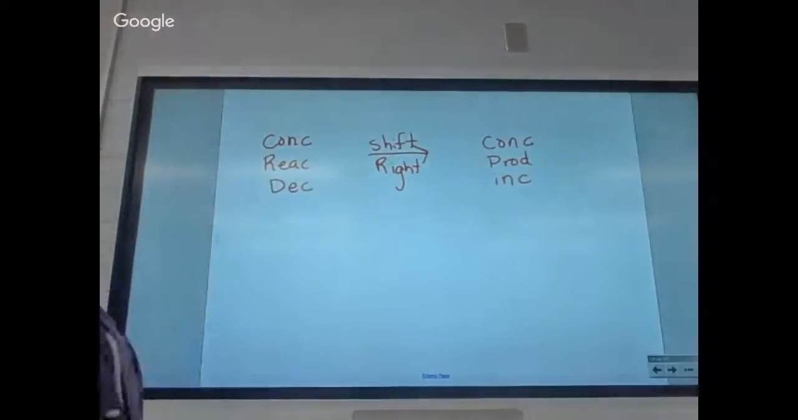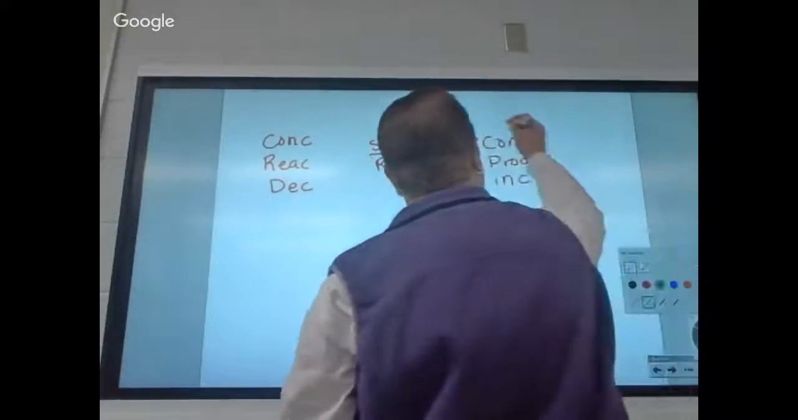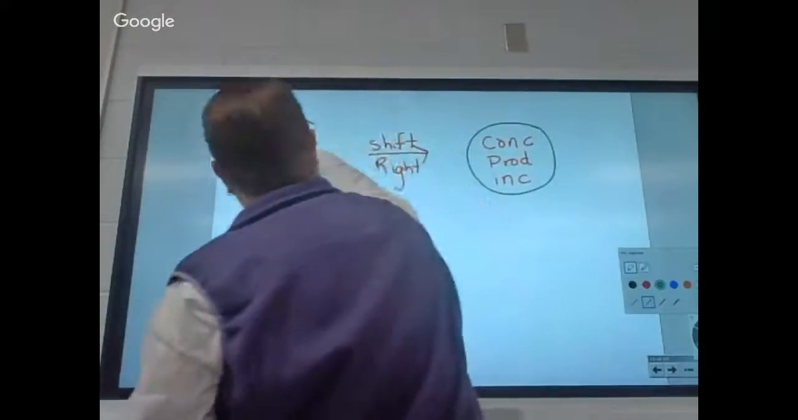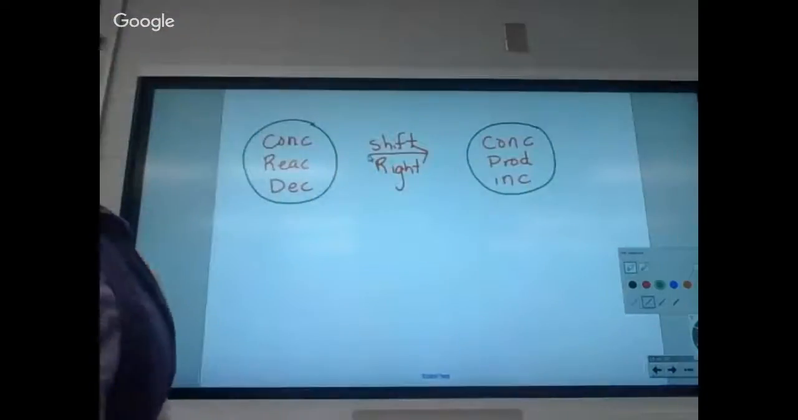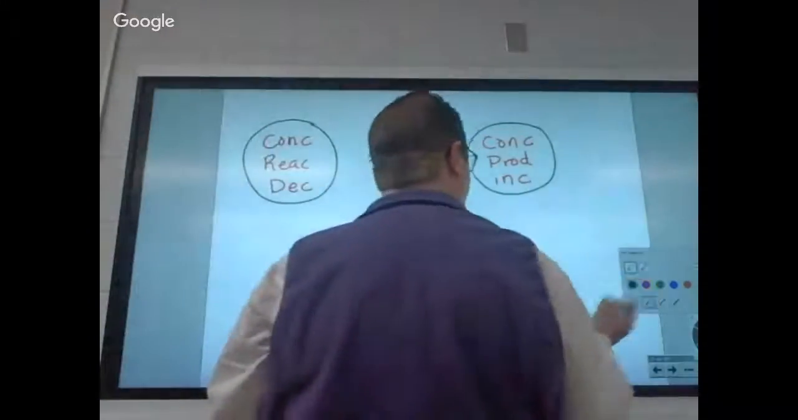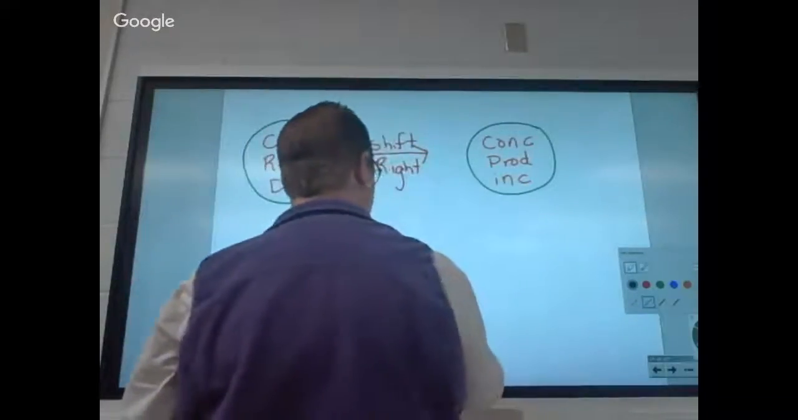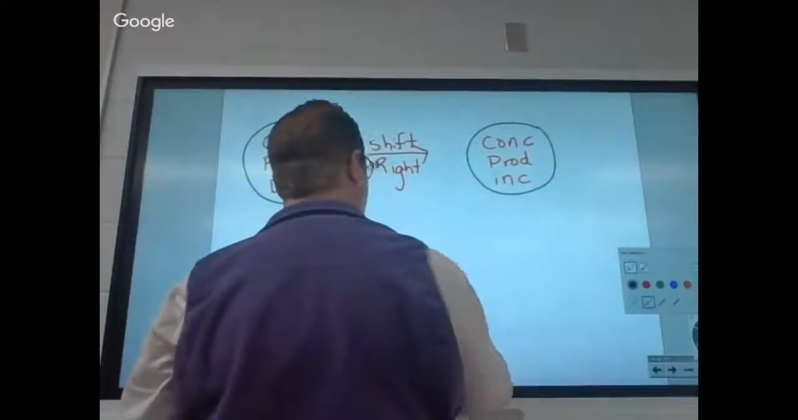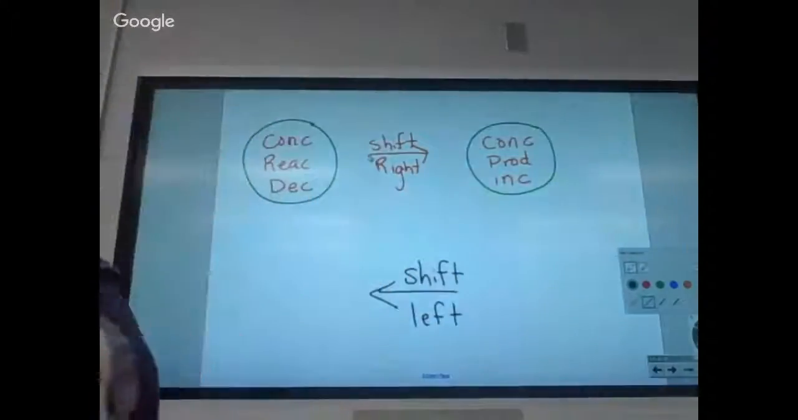Now, this never changes. It doesn't matter if we're talking about pressure, which is what we're doing right now, temperature, or concentration, which we'll do in a minute. This never changes. If we say shifts left, okay, because in a few minutes with something, you will tell me it shifts to the left.